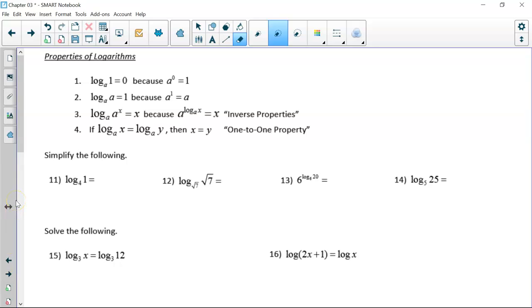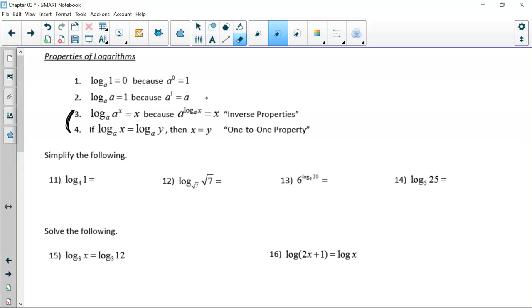The properties of log. So here's just some basic things. Log base a of 1 equals 0 because a to the 0 equals 1. And you can kind of read through it. The important things to remember is right here. The log base a of a to the x is x, and a to the log base a of x. Those are the inverse properties.